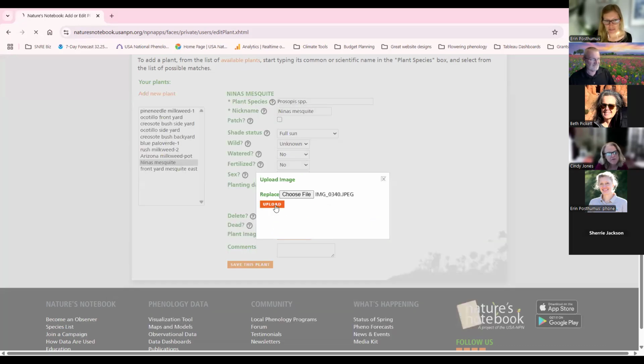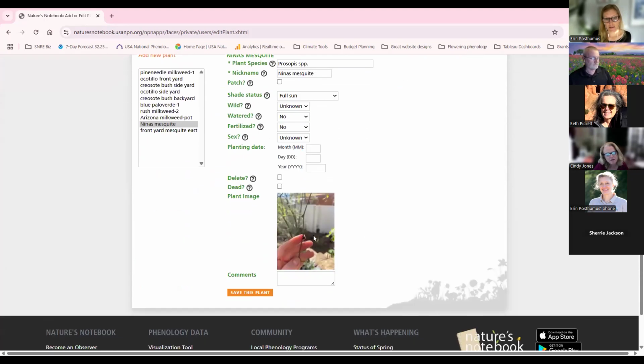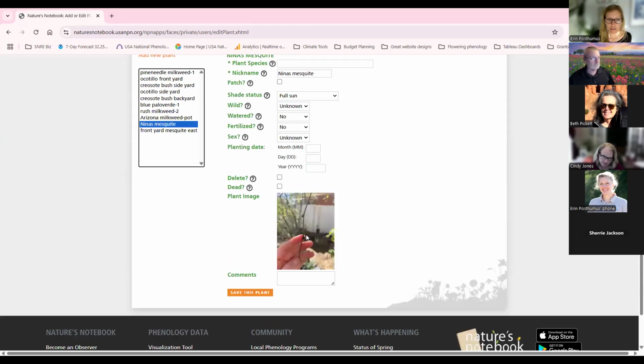It's just barely leafing out, but we'll use that. Upload it. It's thinking. Might take a second. It might be a big picture. I have to reduce the size, but it should add it. But this is where you can add the picture, and now it's there. I don't know why it doesn't show the thumbnail for this Arizona milkweed pot. It shows up in the app, so I don't know. I think something must have happened to the thumbnail. But this one, I can see this one.